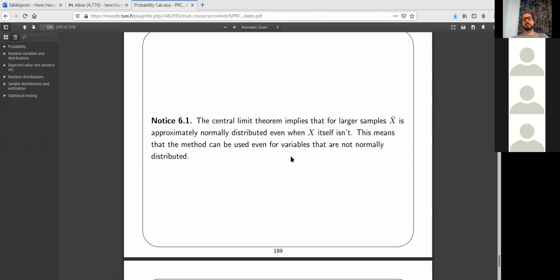Like I said, the central limit theorem implies that for larger samples, the sample mean is approximately normally distributed, even if the original variable isn't. This means that we can use this for variables that are not normally distributed, provided that the sample size is large enough. Statisticians very often take the rule of thumb that if n is over 30, then it's normally distributed. I would hesitate to say this. I would not recommend in general clinging on to this kind of idea.